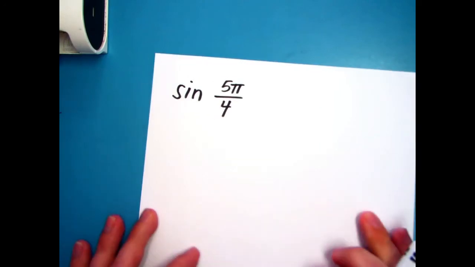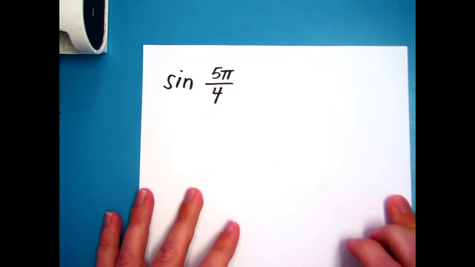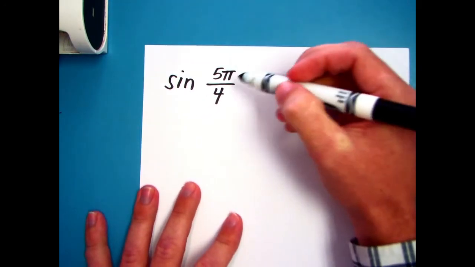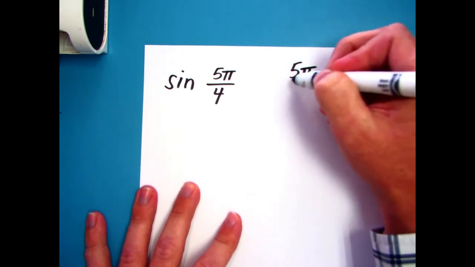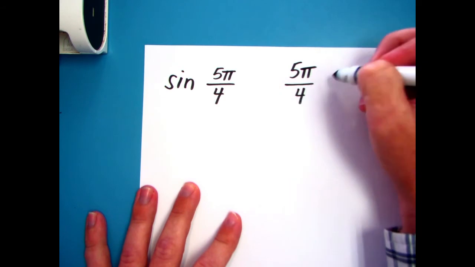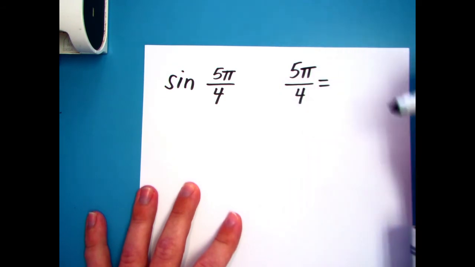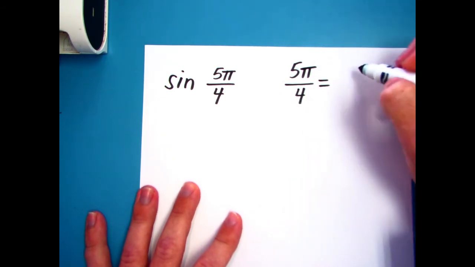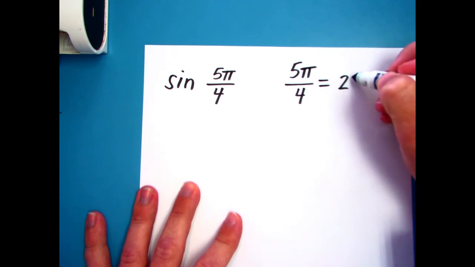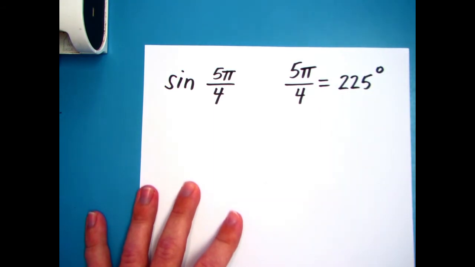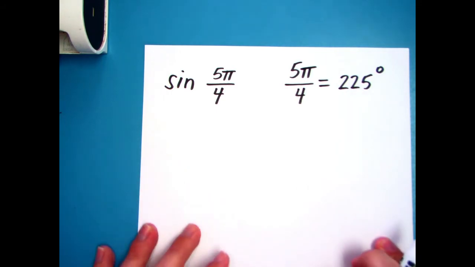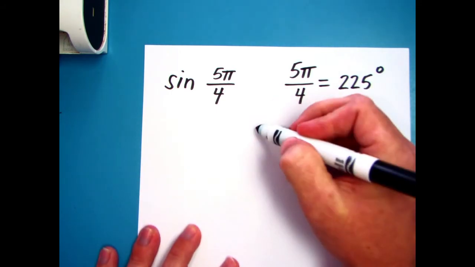Let's do a few more. The sine of 5 pi over 4. Well, to do this, we've got to do a quick unit conversion. 5 pi over 4 converted to degrees is 225 degrees. So that's the angle I'm going to be drawing in standard position.